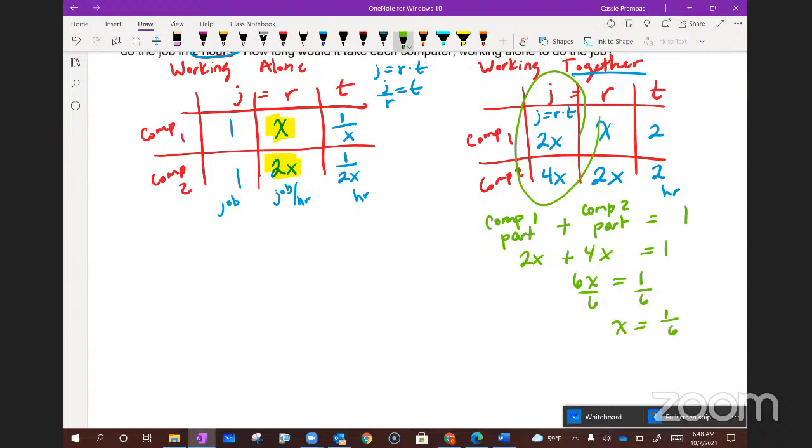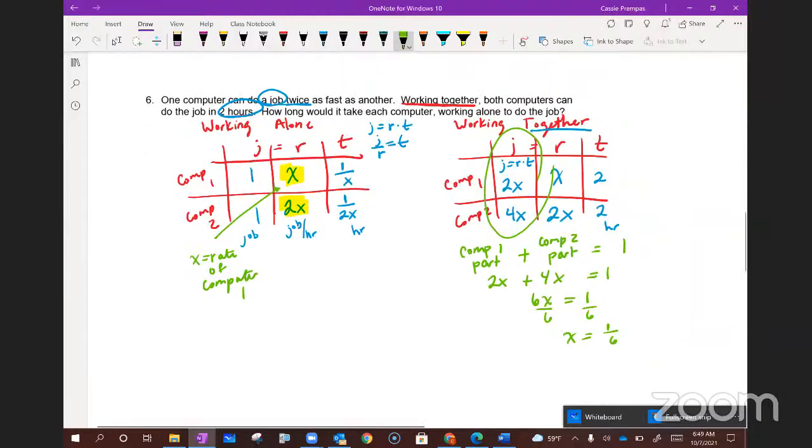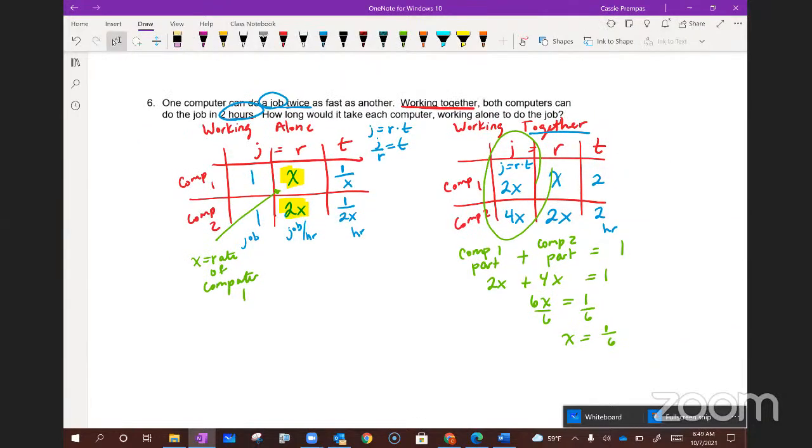What does X represent? X represents the rate of computer 1. So X is the rate of computer 1. They didn't give that to me. They just told me one had a rate and the other one was twice as fast. Now, what does it say? It says, how long would it take each computer working alone to do the job? So this piece and this piece are what I need to solve for. That's the time working alone.